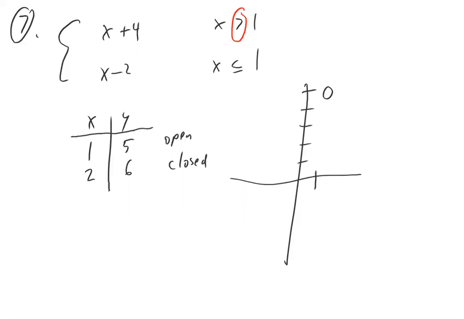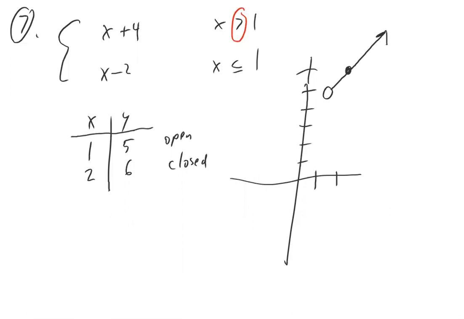So there's an open circle at 1, 5. And then there's a closed circle at 2, 6. Then I start from the end of it, which is the open circle, and I go that way. So that's the way that part of the graph looks. Then I go to the second half of the graph.